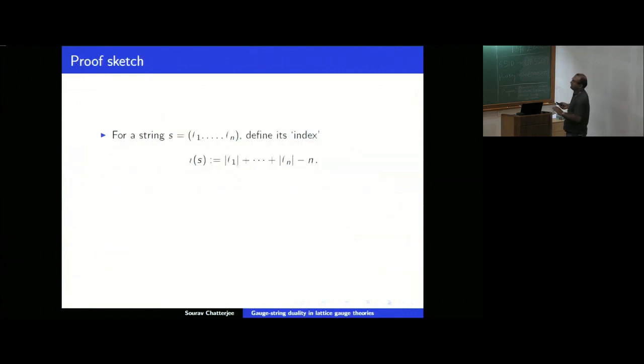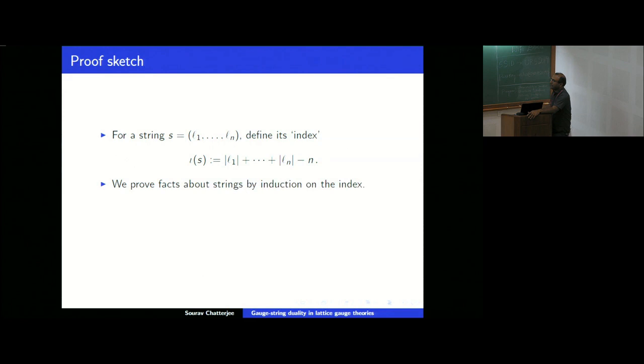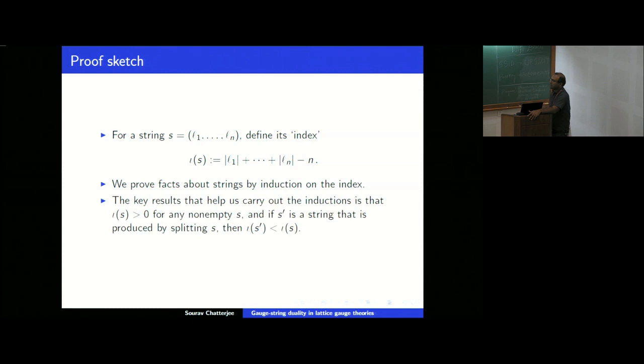Okay, so here's a proof sketch. So how is this proved? For a string S, you define the index similarly as before. You take the sum of the lengths of the individual loops minus the number of loops. You define this index, and then we prove various things for strings by induction on this index. So the key step is that if you obtain S prime from S using a splitting, then the index decreases strictly.